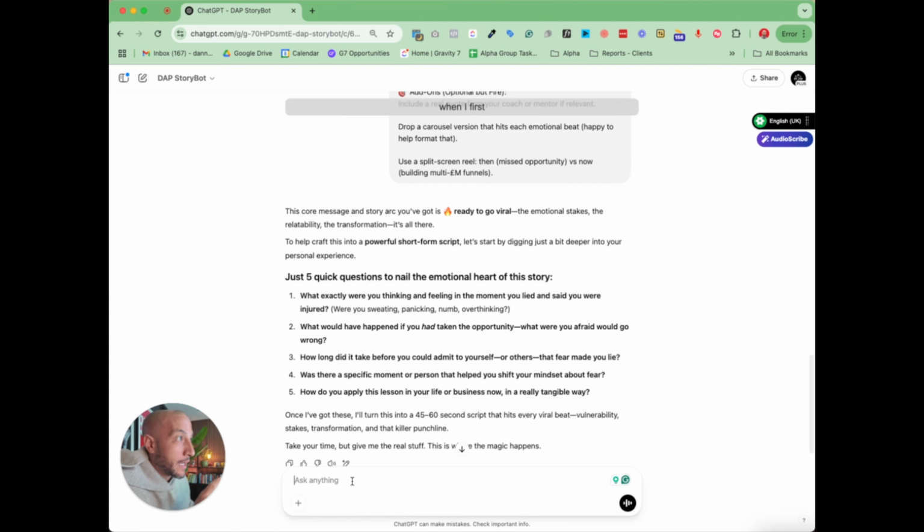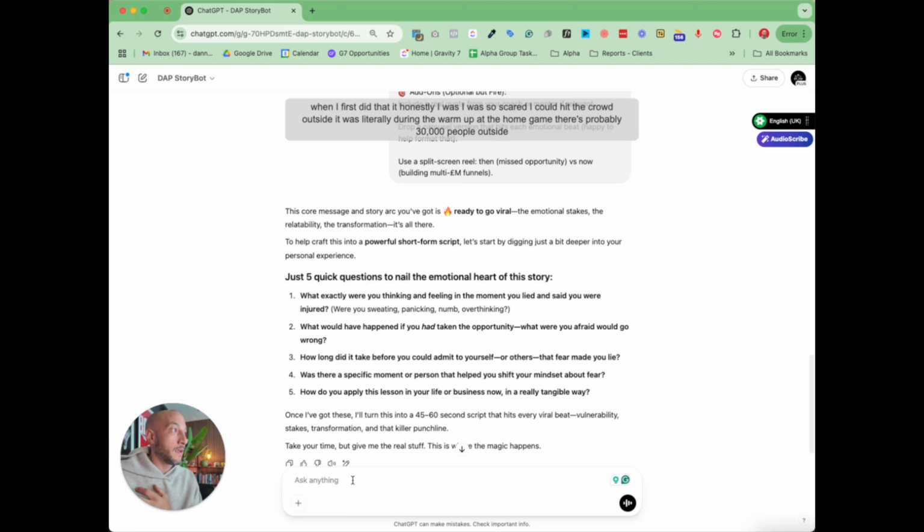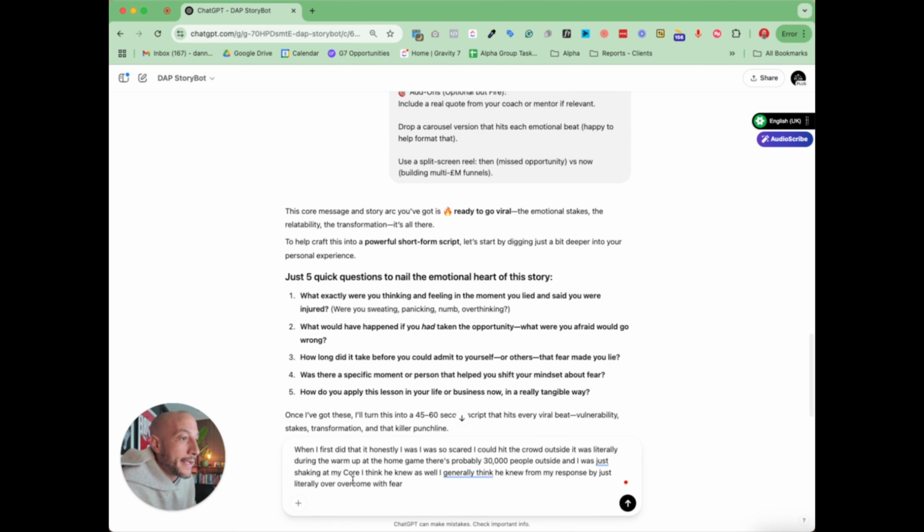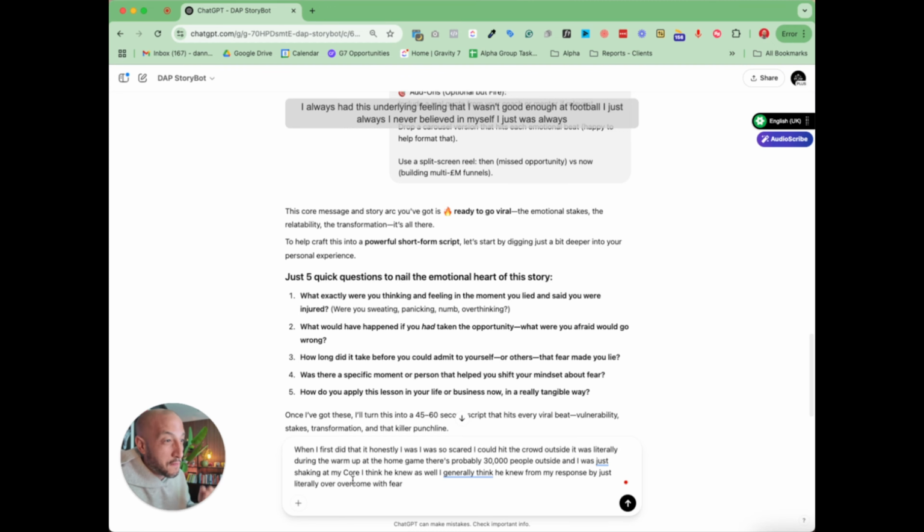When I first did that, honestly, I was so scared. I could hear the crowd outside. It was literally during the warm-up at the home game. There's probably 30,000 people outside. And I was just shaking at my core. I think he knew as well. I genuinely think he knew from my response. But I was just literally overcome with fear. I always had this underlying feeling that I wasn't good enough at football. I never believed in myself. I was always fighting. That's why after any game I would never say that I played well or I smashed it.